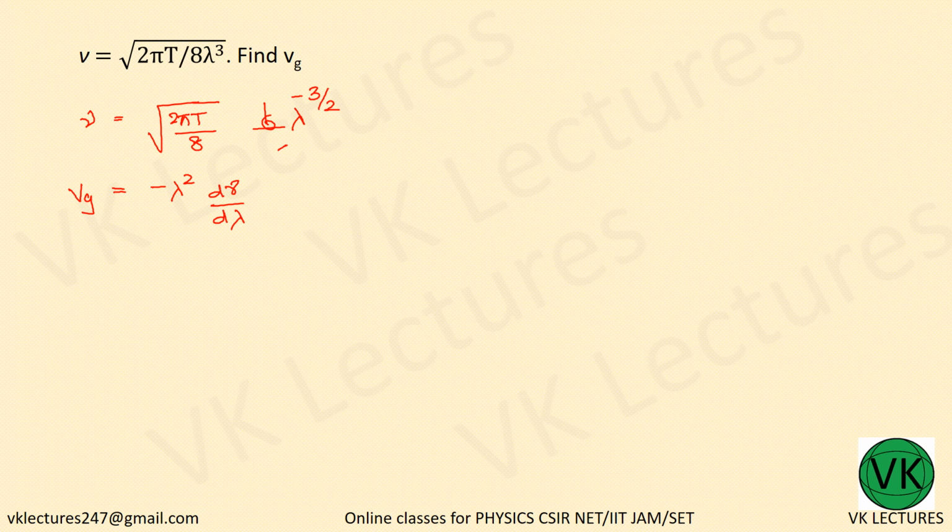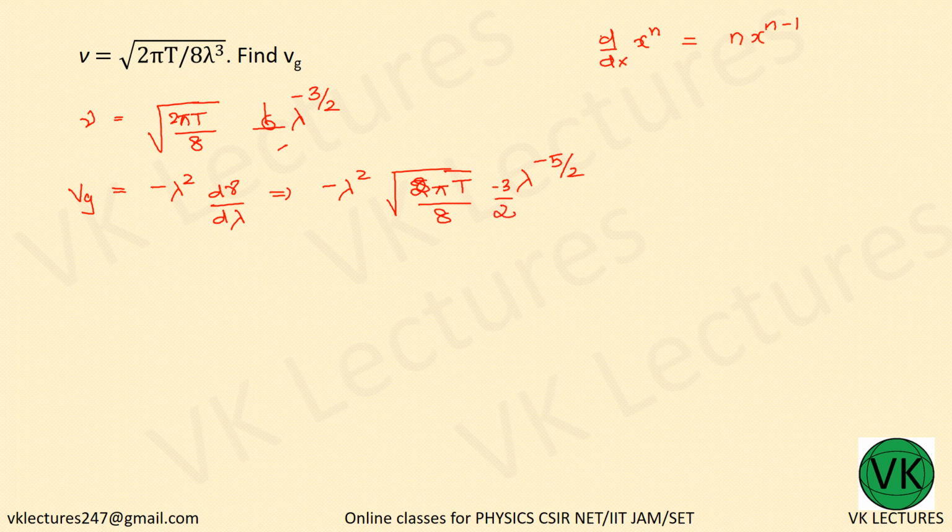Now that's equal to minus lambda square d nu by d lambda. We will write the constant as it is, under root 2 pi T by 8, and this is lambda to the power minus 5 by 2, because 1 you have to reduce. d by dx of x to the power n is equal to n x to the power n minus 1, and here you will get minus 3 by 2, lambda to the power minus 5 by 2.